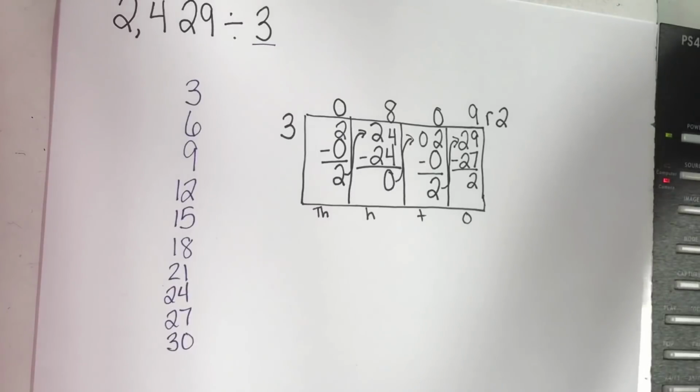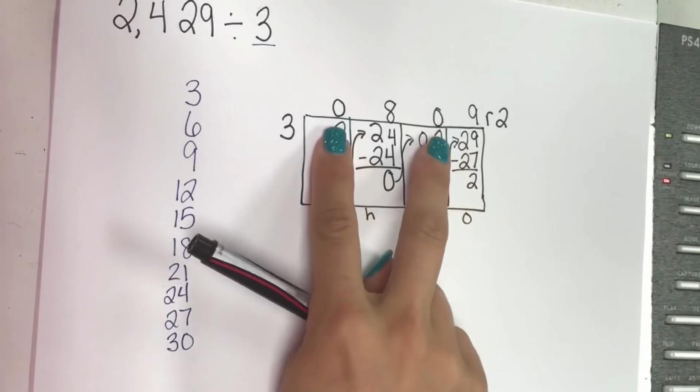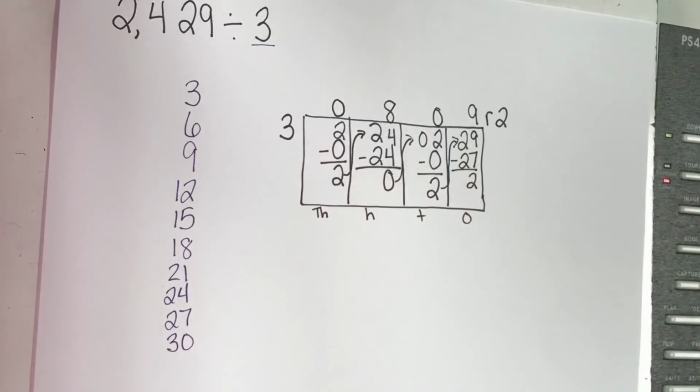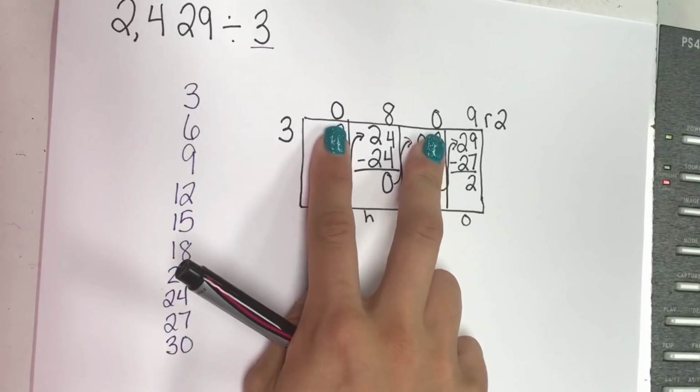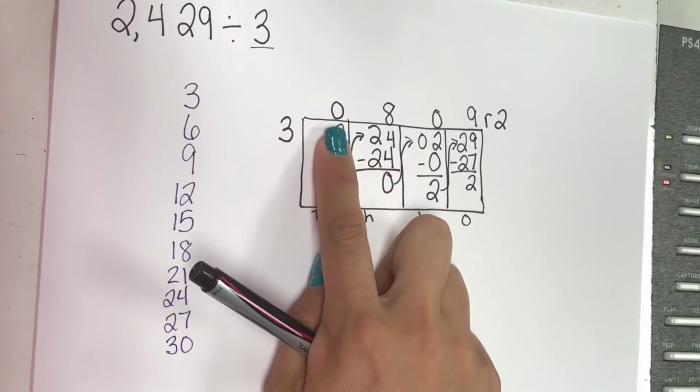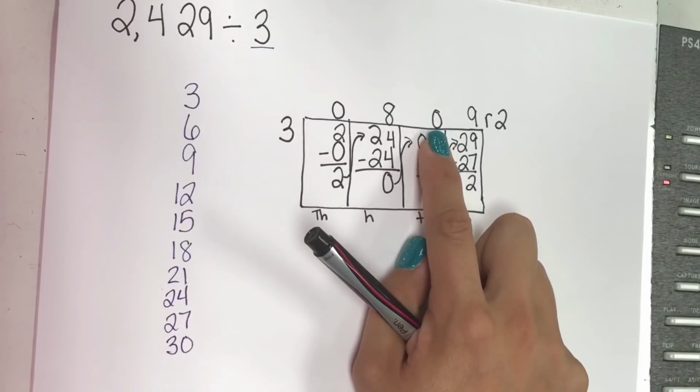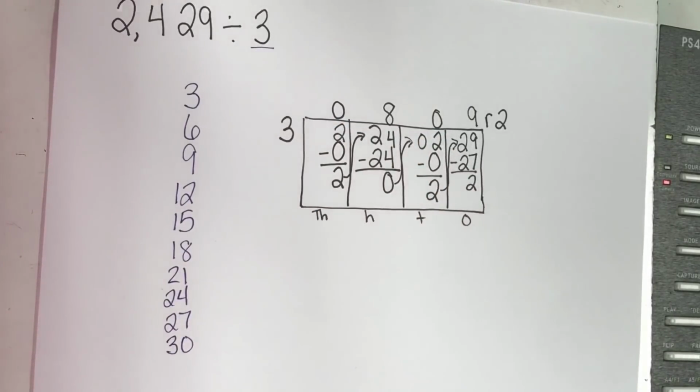So do you see how sometimes I can have where I can't put any thousands or I can't put any tens into my groups? There's not enough of them. And that's okay, but you have to make sure you tell me 0 thousands, 0 tens.